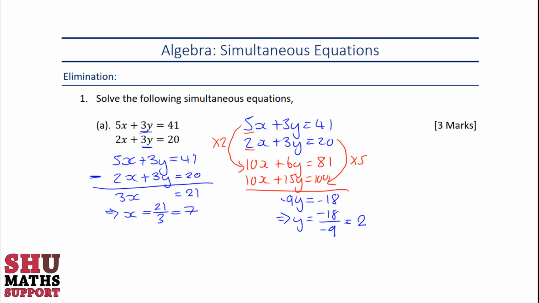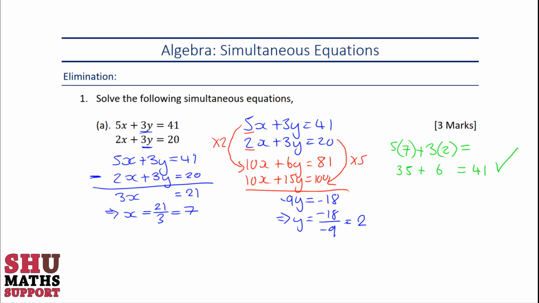So then the solution for our set of equations is x is equal to 7 and y is equal to 2. But let's double check this just to make sure none of our calculations are incorrect. If we have 5 times 7, which is our x value, plus 3 times 2, which is our y value, we'll get 5 times 7, which is 35, plus 3 times 2, which is 6, and 35 plus 6 is equal to 41. So we know that our solution works for the first equation.